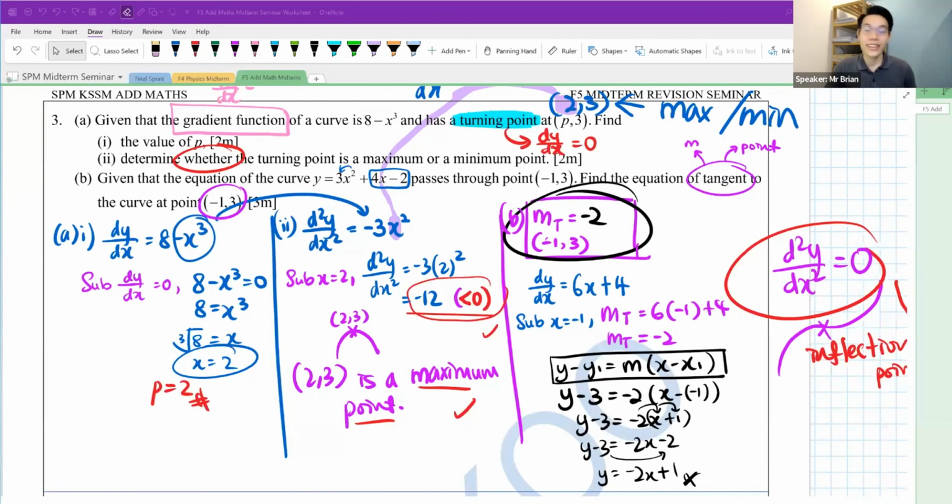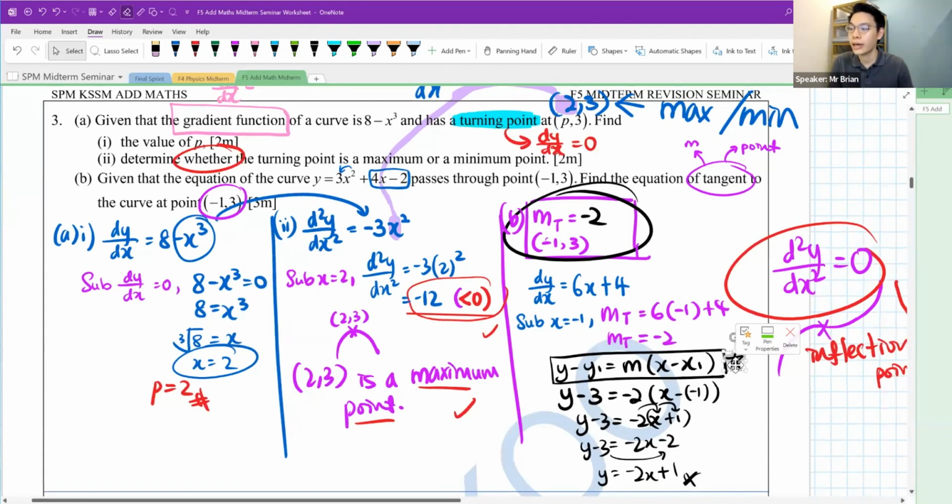Okay, the next one is when things get a little bit interesting. Should we just use y equals mx plus c? Can also. But you all learned this in AdMaths. That's why I prefer to use this because it straight away gives me the whole equation. I don't have to separately find out the c first and then put back the c in. But y equals mx plus c is okay. You should get the same thing. You guys can try and see.